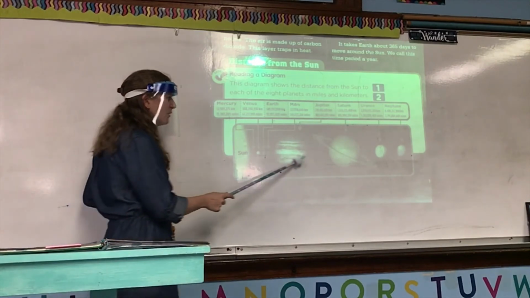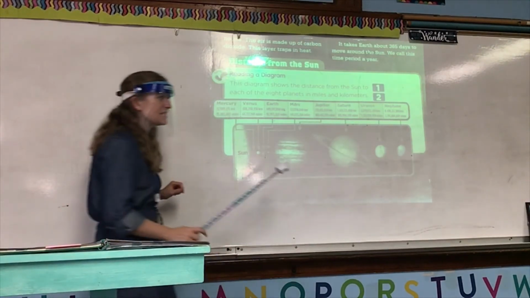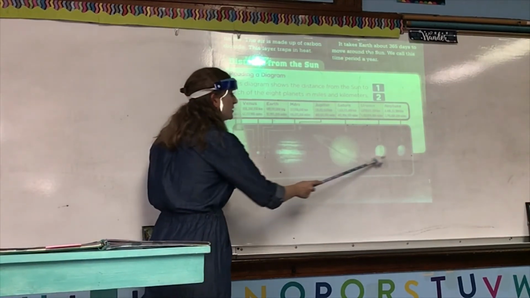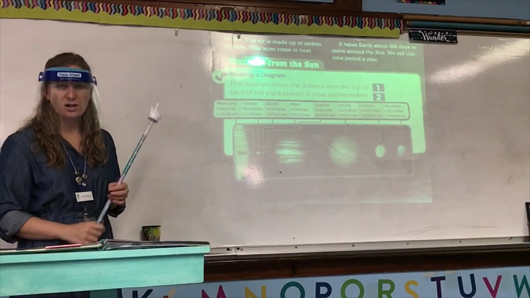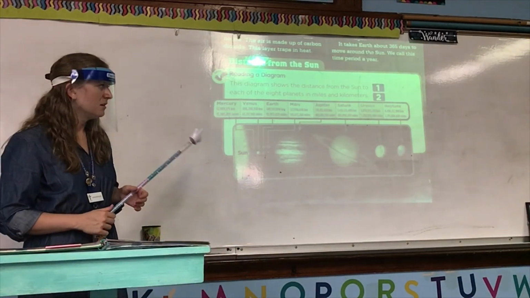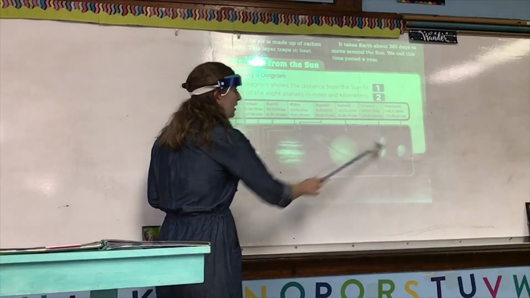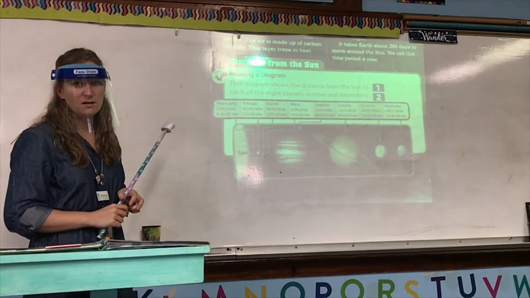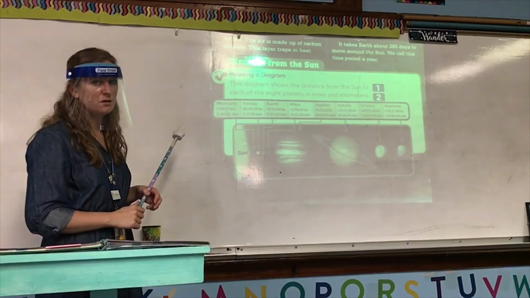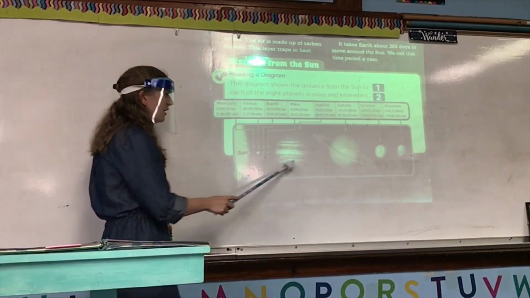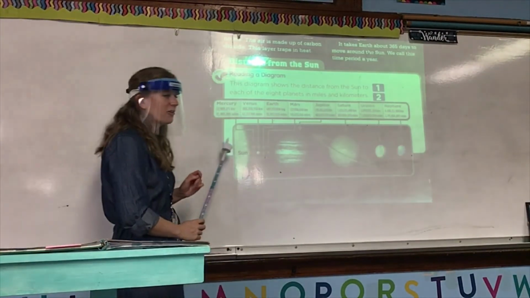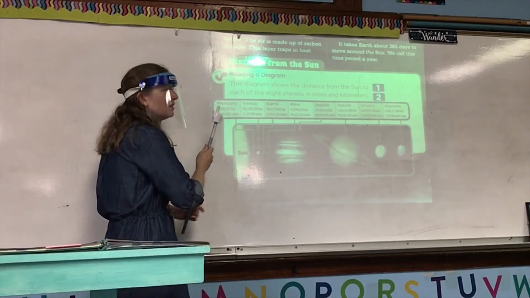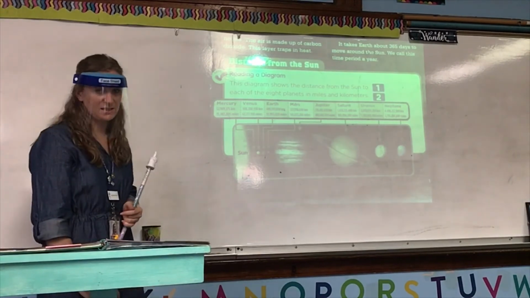Now, as we go out on this diagram, do the distances get longer or shorter? Michaela? As we go out, do they get longer or shorter? Look at the distances. Zari? They get longer. Longer, which means the farther you go out, the further the planet is from the sun. The closer you come in, the closer the planet is to the sun.